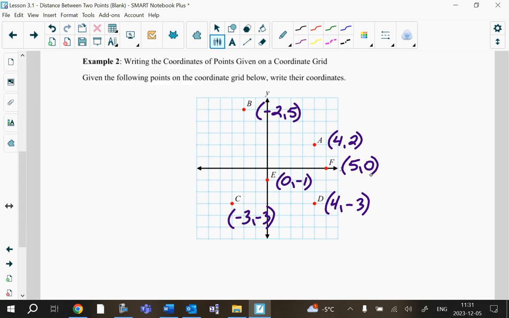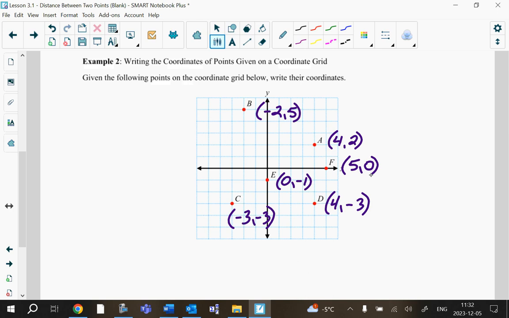Again, you should be familiar with all this. Okay. And then just one last point to make. Every time you put a point in this quadrant, quadrant 1, both numbers will be positive.